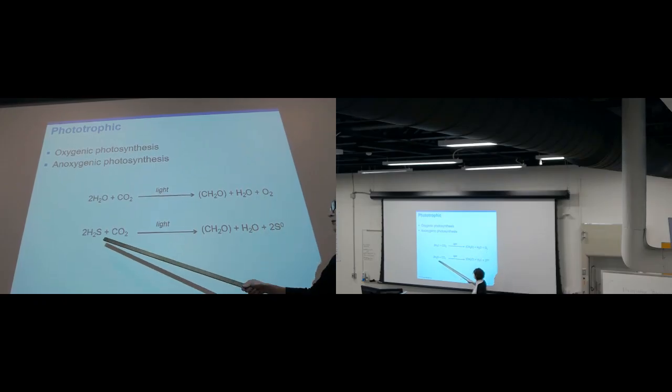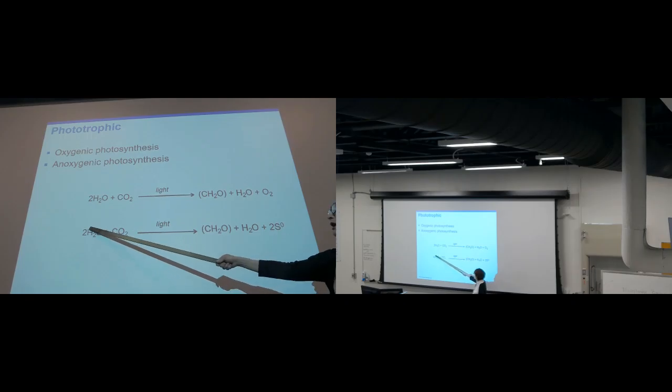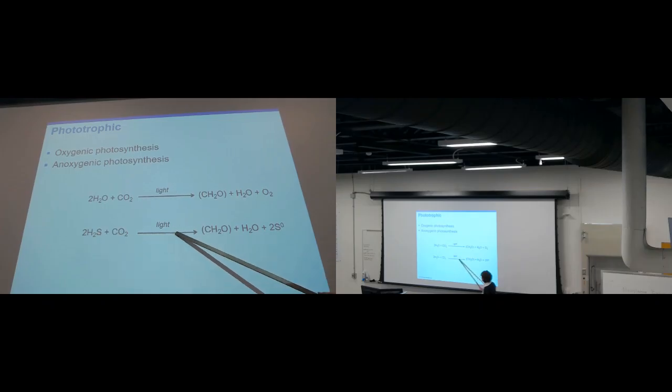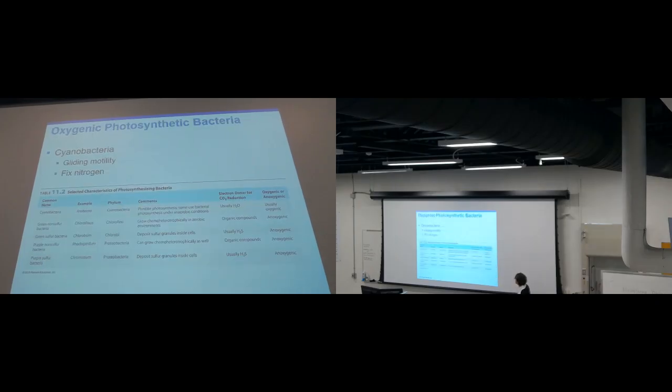And then some bacteria or some microorganisms can combine hydrogen sulfide, which is also a toxic gas for our environment, with CO2, and with the aid of light, they produce carbohydrates, water, and elemental sulfur. This one can be used by plants. And this is anoxygenic because you are not producing oxygen, you are producing elemental sulfur. Okay, so these are the two different types of photosynthesis.